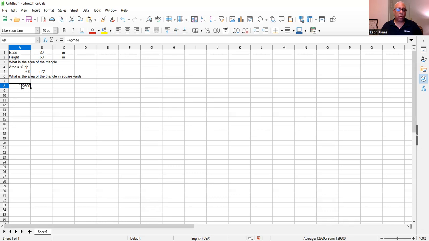what I'm looking for is square feet, and my mistake, because I already have inches squared, I want square feet. So I'm actually going to take 900 square inches, and I'm going to divide by 144. Why? Because it's going to cancel the square inches out. I get 6.25 square feet.